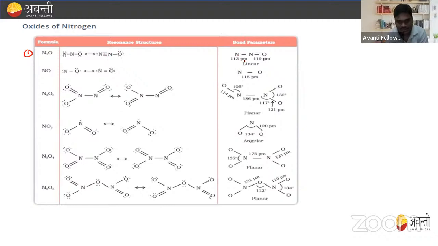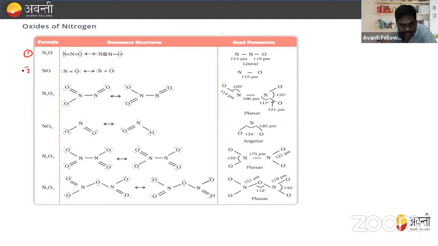Here the bond parameters are as follows. The N–N bond length is 113 picometer, whereas the bond length between N and oxygen is 119 picometer, and its shape is linear. Its shape is linear, that is N2O.